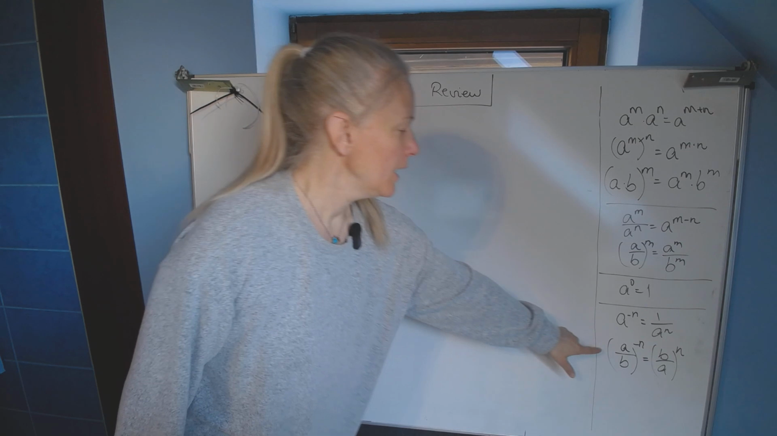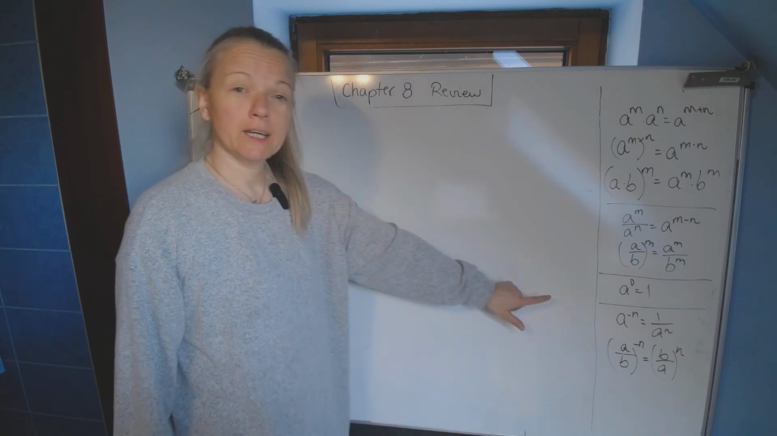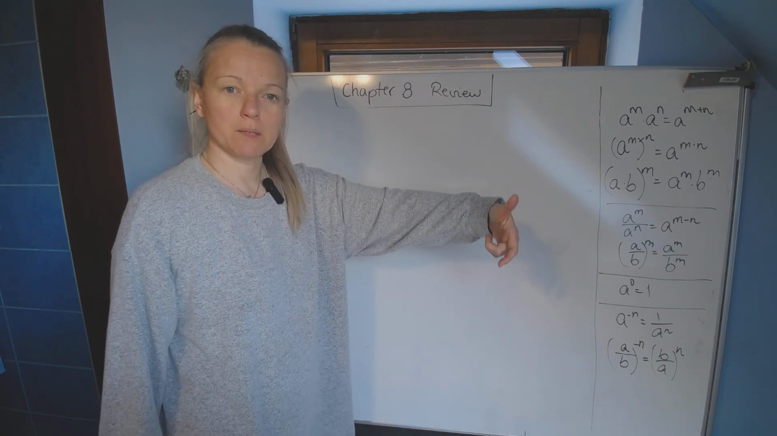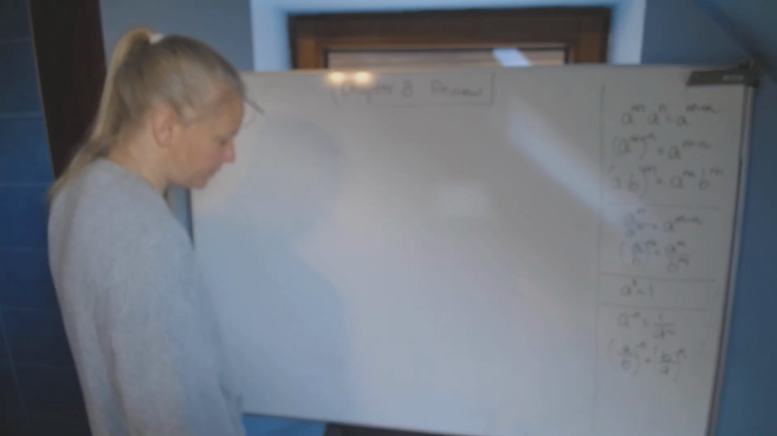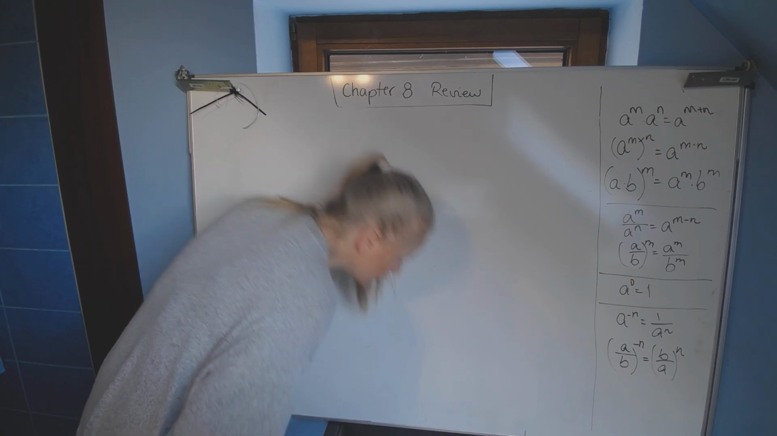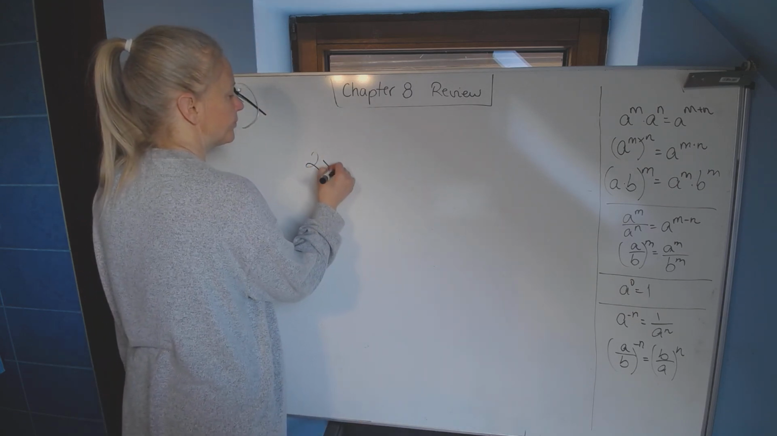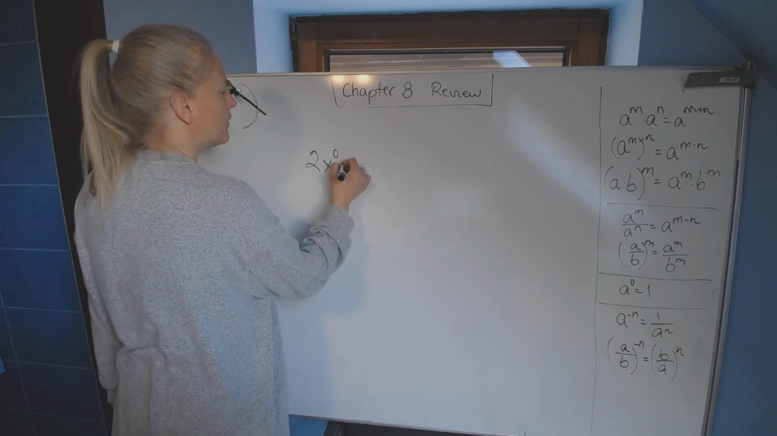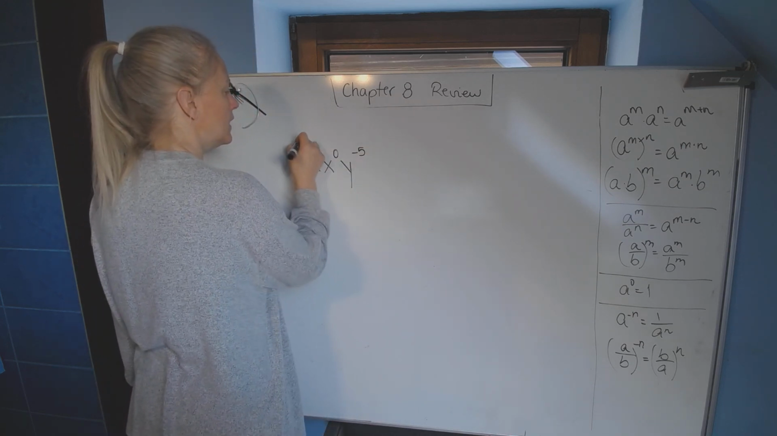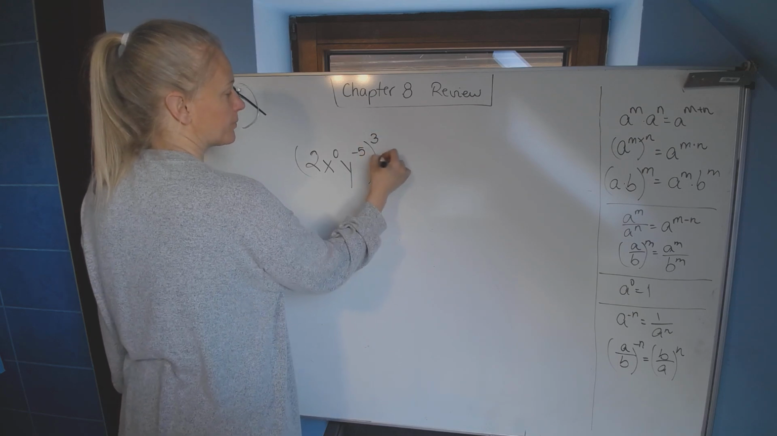Here we go. And also that any number to a negative exponent will become its reciprocal to the positive exponent. So we're looking at the example in 8.3 that says 2x to the 0, y to the negative 5, and all of it to the 3rd power.